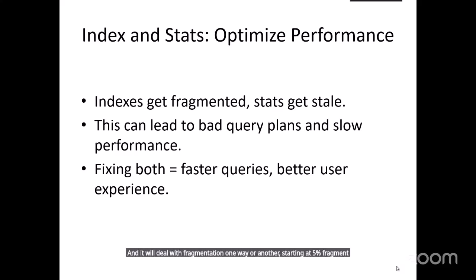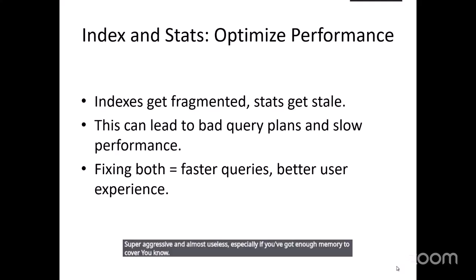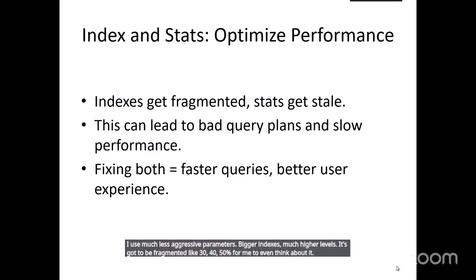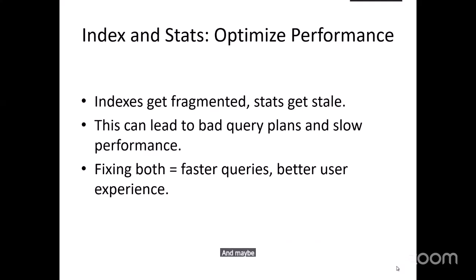That is super aggressive and almost useless, especially if you've got enough memory to cover all your data and do all the things you need. I use much less aggressive parameters, bigger indexes, much higher levels. It's got to be fragmented like 30, 40, 50% for me to even think about it. And maybe 10,000 pages. I've got a customer, we don't touch anything under 100,000 pages.